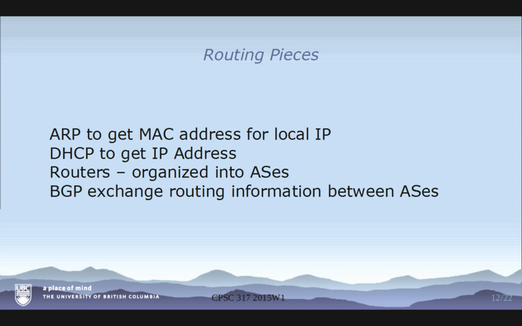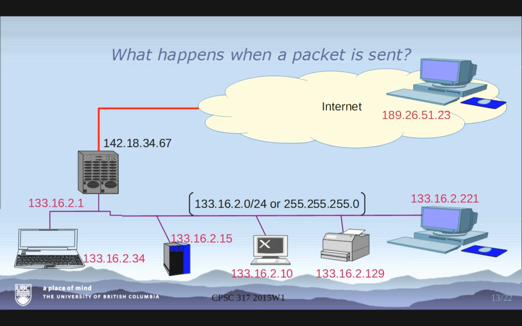This is just saying what we know so far. I did this out of order. We're going to use ARP to get the MAC address for our local IP. We use DHCP to get IP addresses, unless we have a static one. Routers get organized into ASs, and then we use BGP to exchange routing information between ASs. Okay, so that's the big picture. And if we look here, what happens when a packet is sent? There are a couple of scenarios.